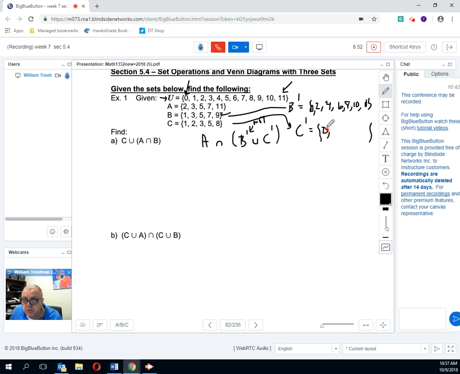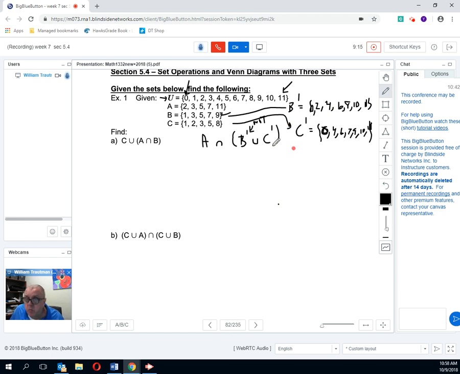C has a 1, 2, 3. It does not have a 4. It has a 5. It does not have a 6 or a 7. It has an 8. It's missing a 9, 10, and 11. So 0, 4, 6, 7, 9, 10, and 11. That's an 11, that last one.